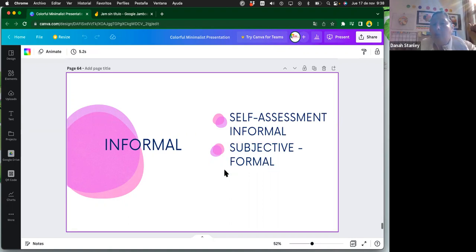And normally subjective evaluation is informal. No, bueno, not always, because subjective can be evaluating speaking and writing. What is the difference between objective and subjective evaluation? Do you remember? What is subjective, or what kind of exams or evaluations are subjective?